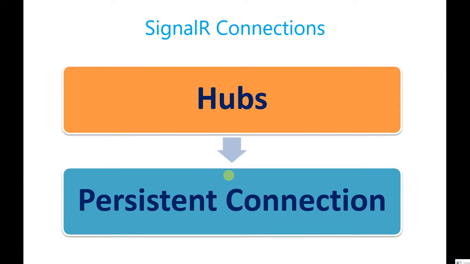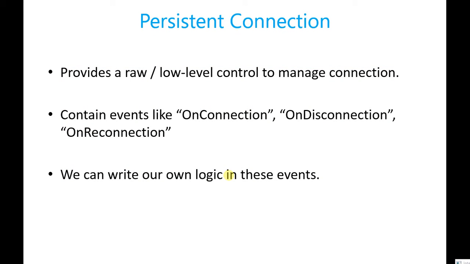So let's talk about SignalR connections: hubs and persistent connections. By the way, hubs are quite important. It's just like an API. A persistent connection provides low-level control to manage connections. It contains events like on connection, on disconnection, and on reconnection, so you can manage all of your code.